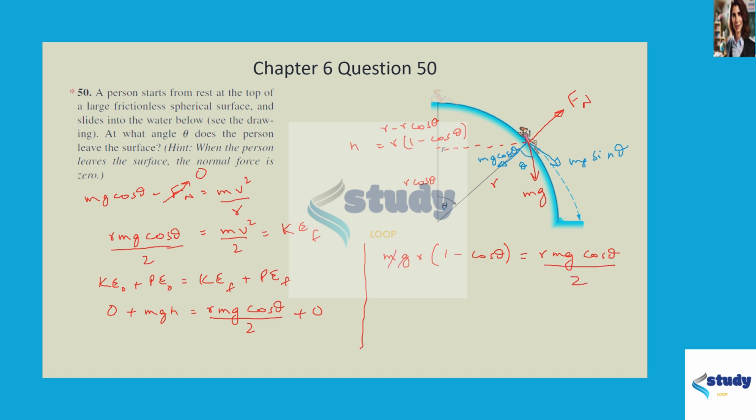We can get rid of mg and r by dividing both sides by mg and r. So we have 1 minus cosine of theta is equal to cosine of theta over 2. Simplifying that gives me cosine of theta is equal to 2 over 3, and that gives me theta is equal to 48.2 degrees. So the answer to the question would be theta is 48.2 degrees.